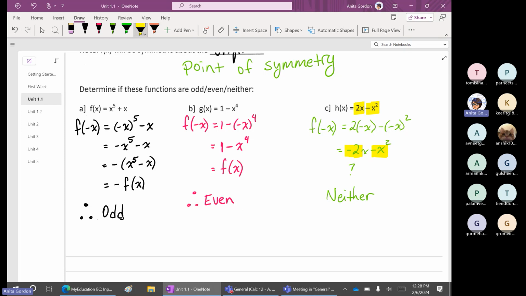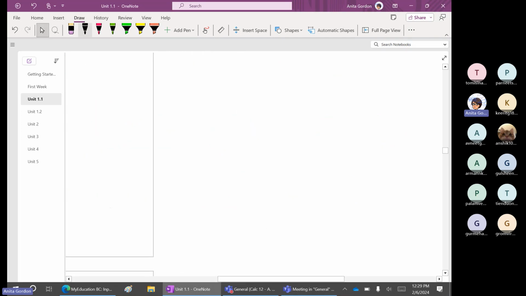If you have a function that's even or odd degree that is not shifted, so it doesn't have any plus or minus numbers, right? It's centered about the origin, then you can look at it and say, yeah, that's going to be even or odd. So x squared is even. So f of x equals x squared is even.